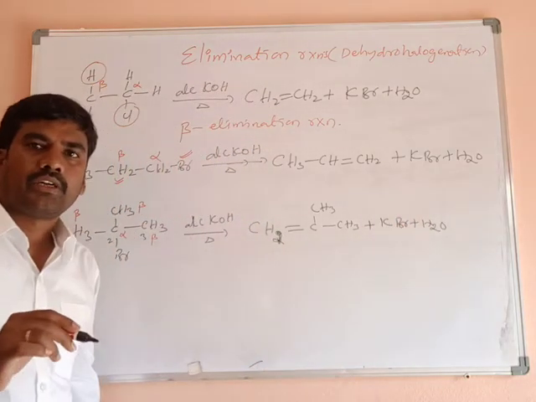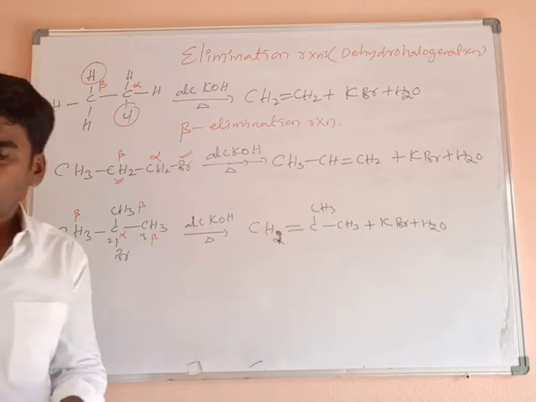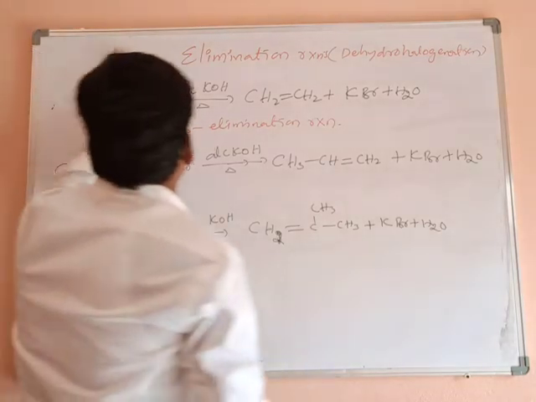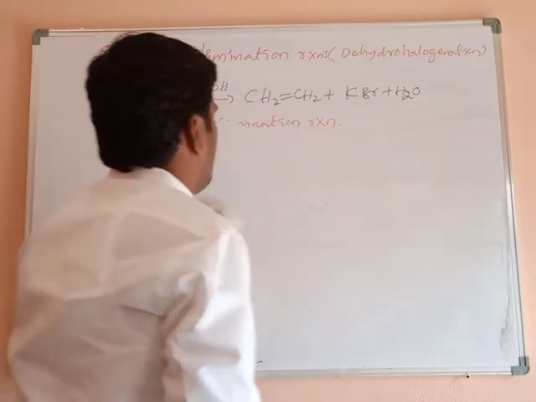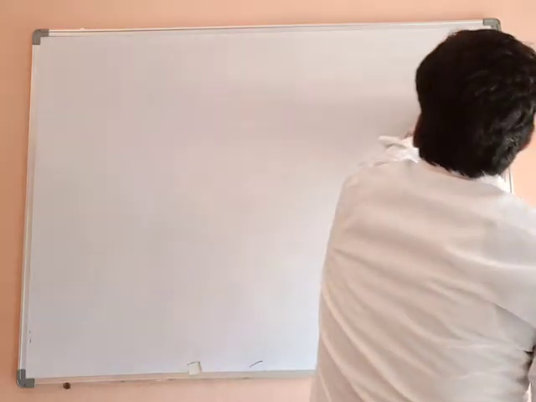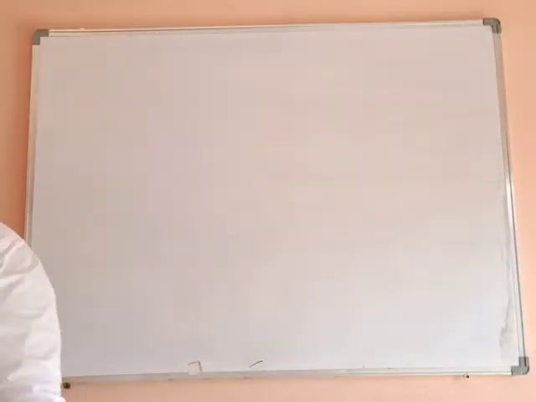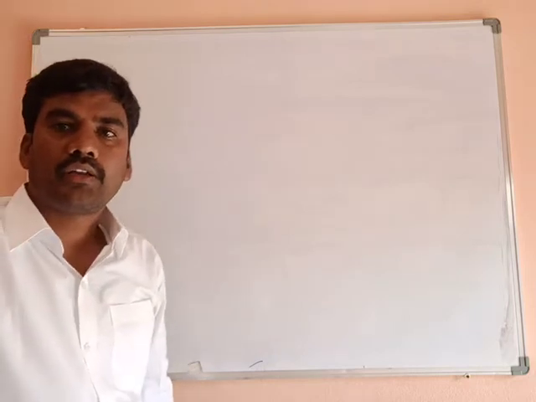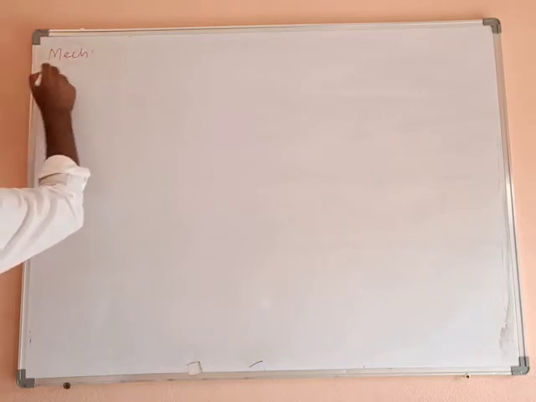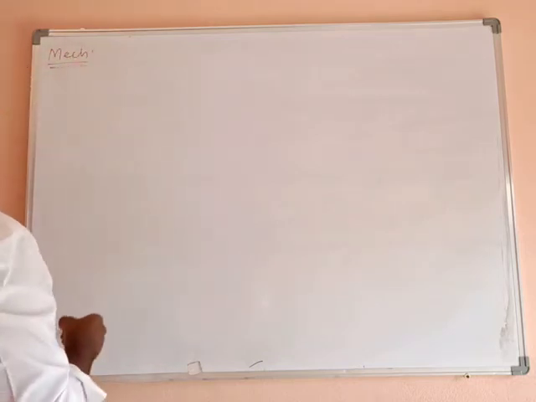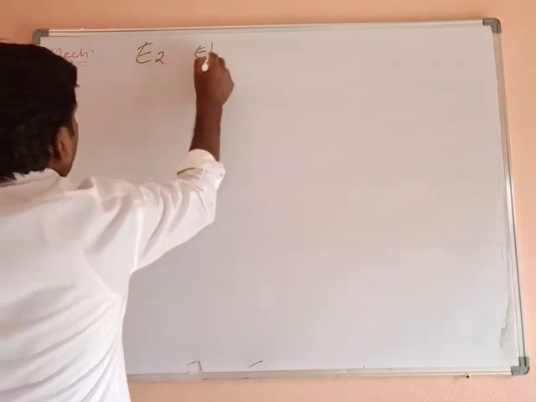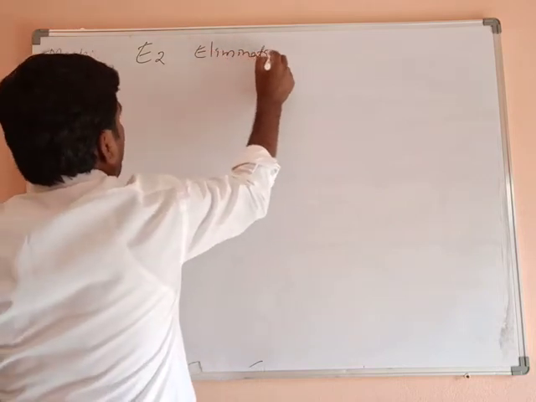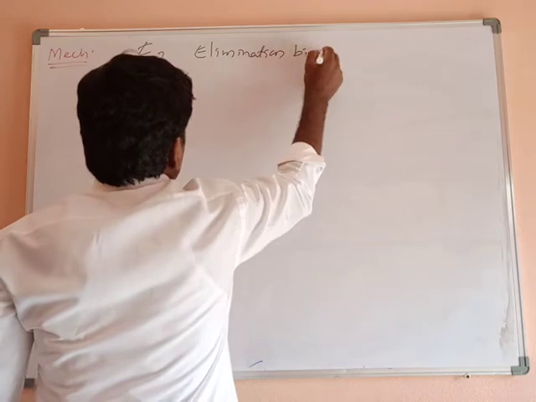Clear? Understand? In this reaction, the mechanism followed is E2, elimination bimolecular. These reactions are also called E2 elimination. What is E2 elimination? Elimination bimolecular reactions. Which mechanism does this reaction follow? The E2 mechanism. E stands for elimination and 2 stands for bimolecular.